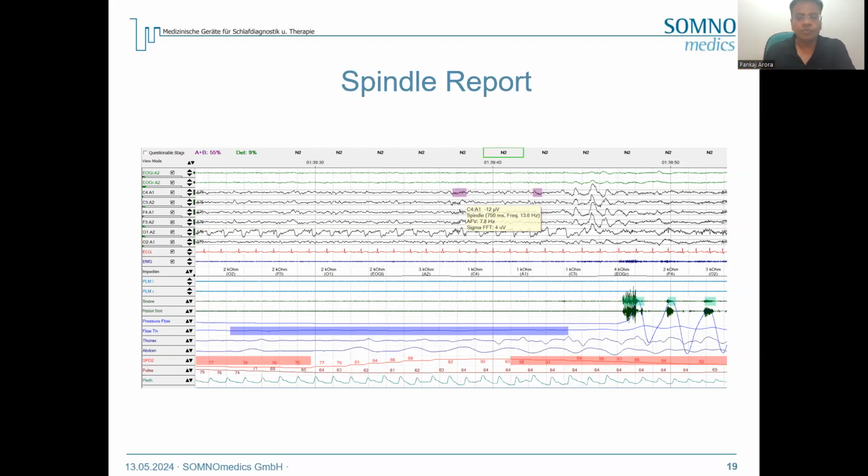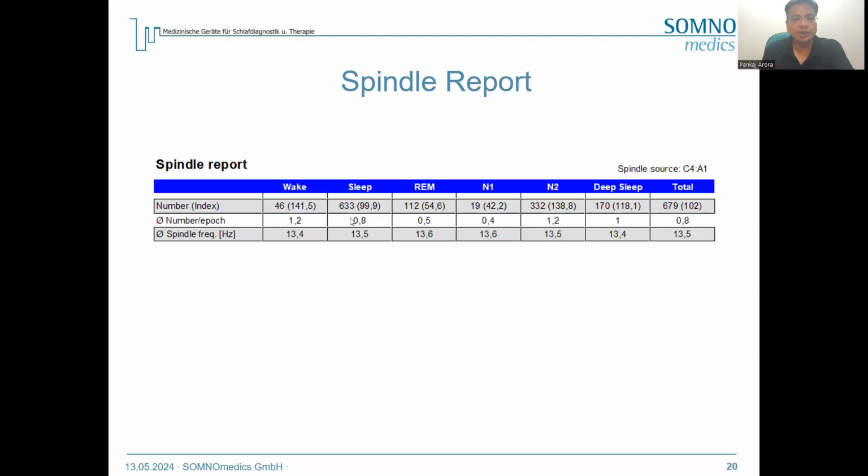In this particular epoch, you see this spindle, which has a frequency. A spindle has a frequency between 12 to 14 hertz. Here you can see it's showing a frequency of 13.6 hertz. So it is obviously a spindle, and this is stage N2. In this spindle report, it mostly has to appear in N2 stage. So 332 spindles, or an index of 138, are happening during stage N2.